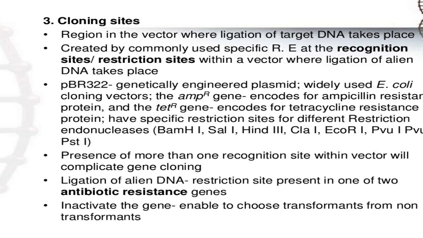pBR322 is a genetically engineered plasmid, a widely used E. coli cloning vector. The AmpR gene encodes the ampicillin resistance protein and the TetR gene encodes the tetracycline resistance protein. They have specific restriction sites for different restriction endonucleases, for example BamHI, SalI, HindIII, ClaI, EcoRI, PvuI, PvuII, PstI. Presence of more than one recognition site within the vector will complicate gene cloning.